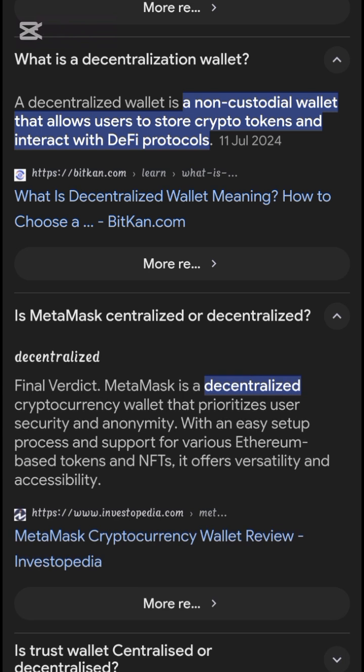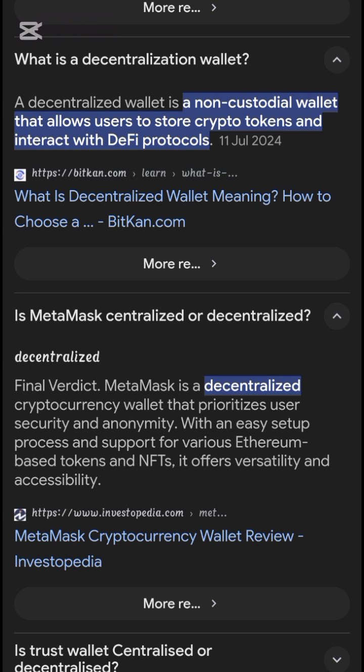Final verdict: MetaMask is a decentralized cryptocurrency wallet that prioritizes user security and anonymity. Anonymity, you understand? With an easy setup process and support for various Ethereum-based tokens and NFTs, it offers versatility and accessibility. MetaMask is a decentralized wallet.